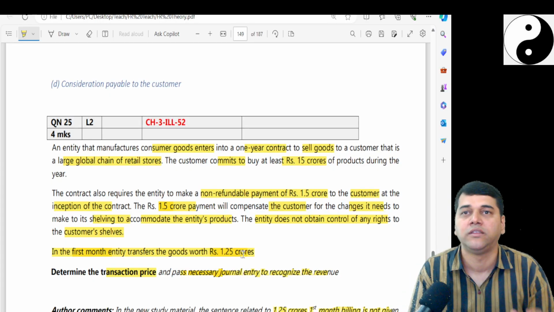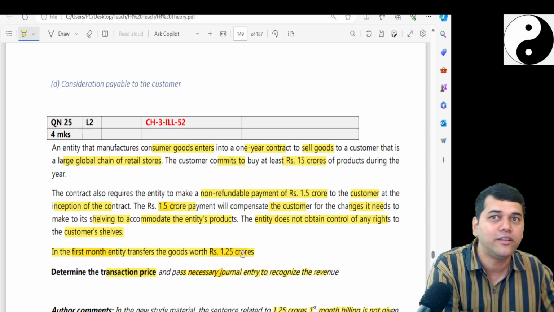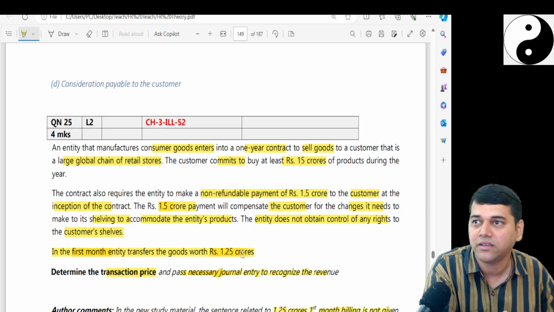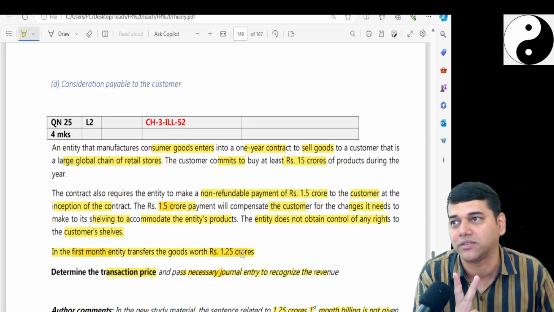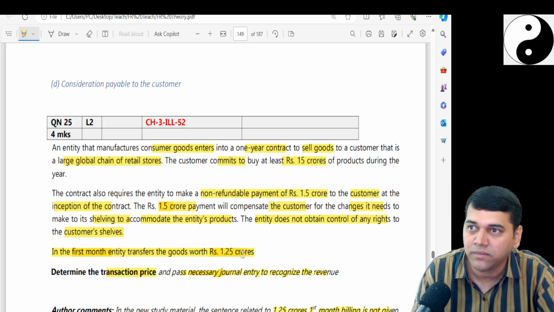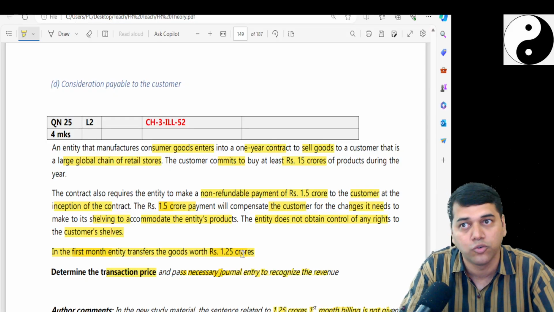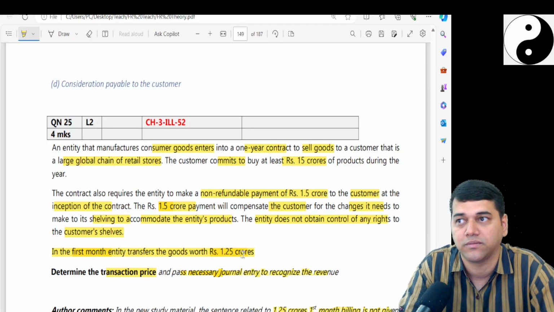What you transfer every time is the same. If this time you transfer rice and next time you transfer a tractor, that is not a series of distinct, because you transfer something different. Then you would say there are two performance obligations. Here, since every month you transfer the same and you have the same pattern of transfer over a period of time, it is a series of distinct goods but with a single performance obligation.